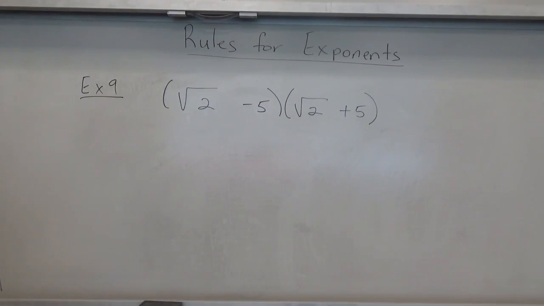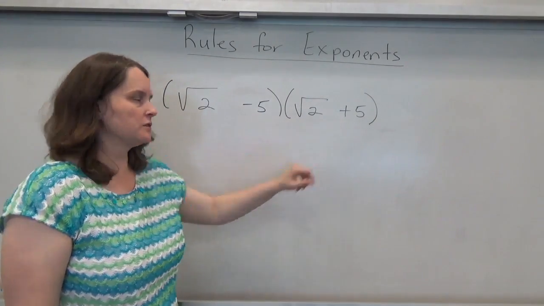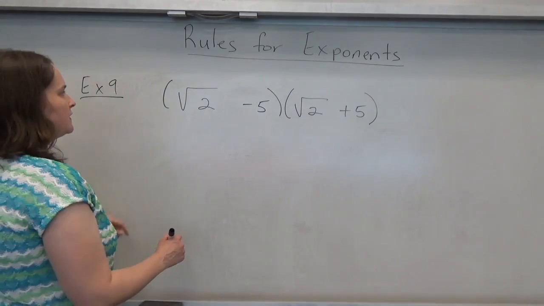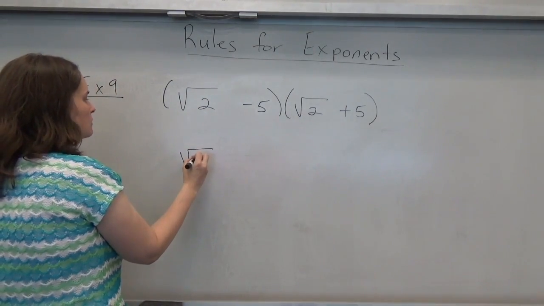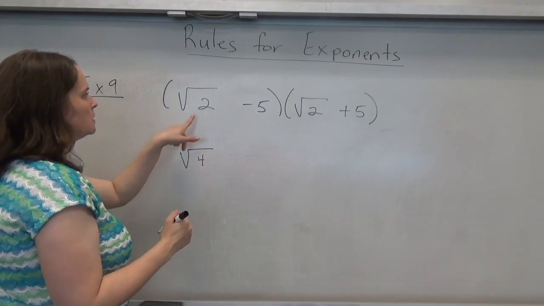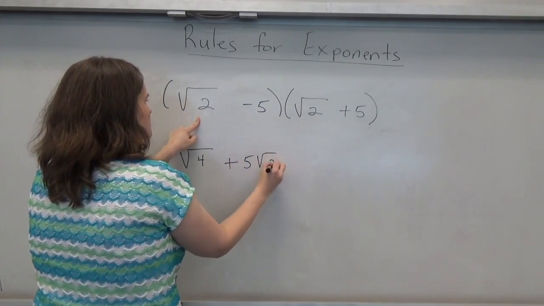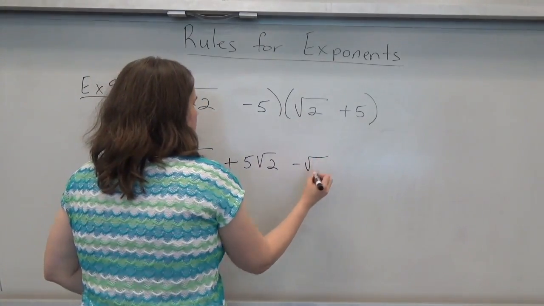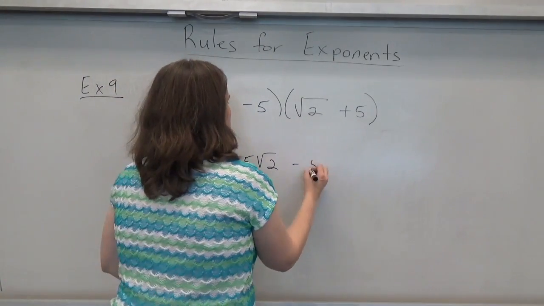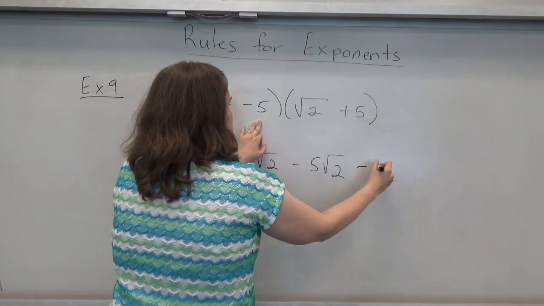Okay, so let's look at another pair of conjugates. Again, everything is identical except for the sign. The two signs are different. So we're going to FOIL these. Square root 2 times square root 2, that's the square root of 4, which is also 2. Square root 2 times 5 on the outside gives us 5 square root 2. Multiplying the inside terms, we get minus 5 square root 2. And multiplying the last terms, we've got minus 25.